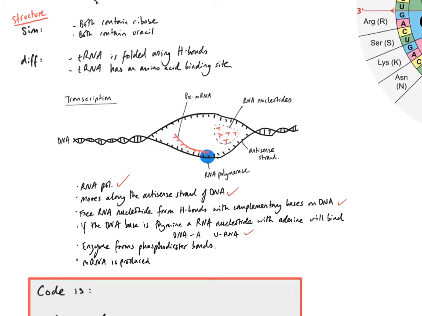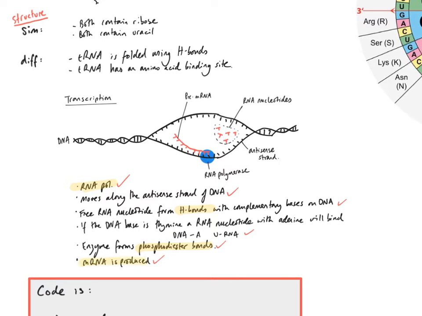1, 2, 3, 4, 5, 6. Again, I've never seen it more than 6 marks. It can be as little as 4 marks, but I've got them all. Crucially, learn your names of enzymes and learn your bonds. Hydrogen bonds, phosphodiester bonds. If I know the enzymes and the bonds, I've got 3 of the marks.